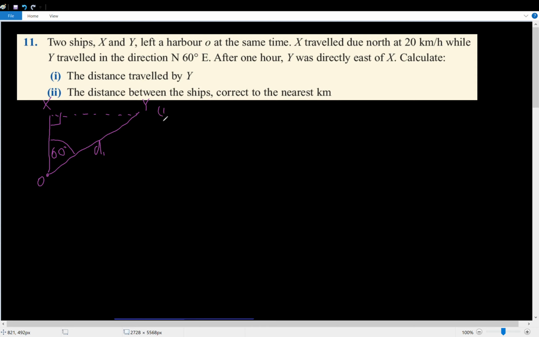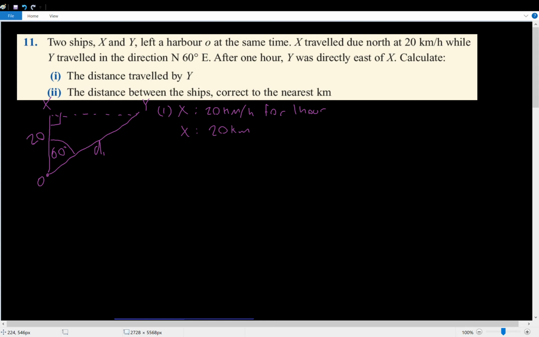So for part 1, we've got the distance X has travelled, and we've got to find the distance that Y has travelled. But the thing is, we haven't been given the distance X travelled. What we have been given is the speed at which it travelled and the length of time for which it did that. So if X was moving at 20 kilometers per hour for 1 hour, which means that the distance X has traveled is going to be 20 kilometers. So this value right here on the triangle is going to be 20.